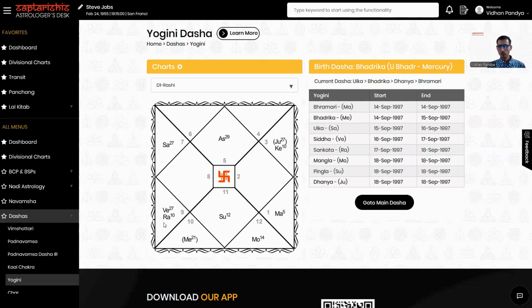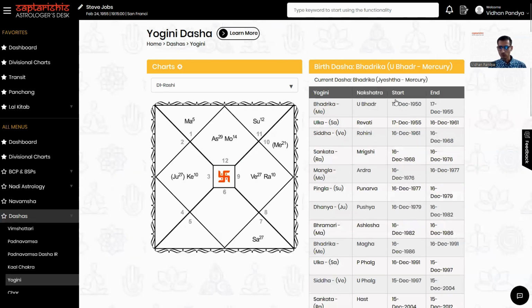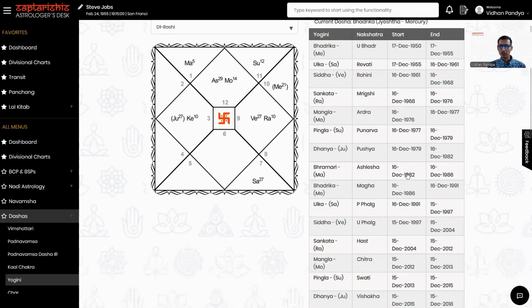So this is how you have to apply these dashas using the nakshatra lord, and where to find this nakshatra lord is on this particular page. So here, if you just come to this Yogini Dasha page, let's say you want to identify which nakshatra corresponds to the Dasha of Ulka. So for the last event, which happened on 16 September 1997, will be here Ulka, which is ruled by Saturn, and the nakshatra is Purva Falguni.